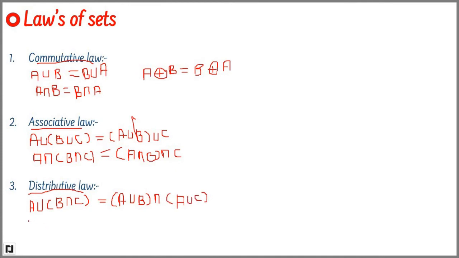The next formula is A intersection (B union C) equal to (A intersection B) union (A intersection C).